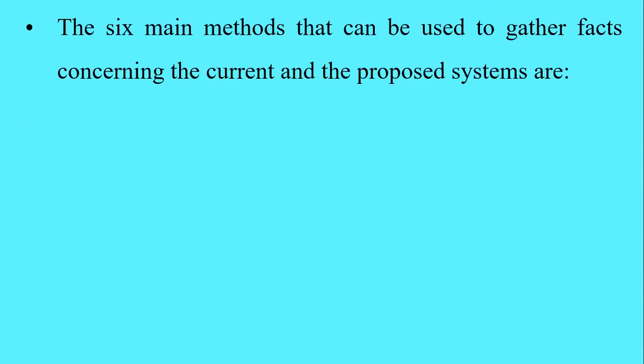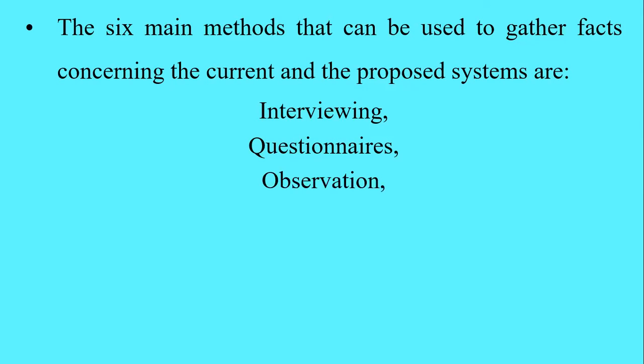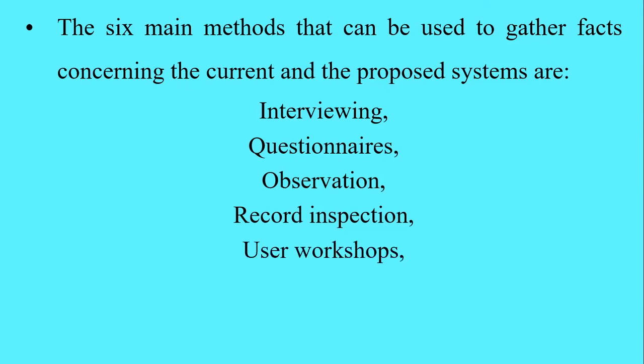The 6 main methods that can be used to gather facts concerning the current and the proposed systems are: number 1 is interviewing. Number 2 is use of questionnaires. Number 3 is observation. Number 4 is through record inspection. Number 5 is use of user workshops, while number 6 is automated methods, amongst others.